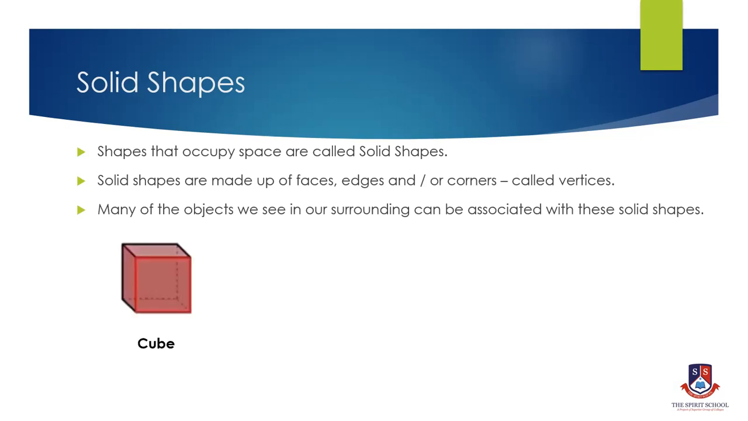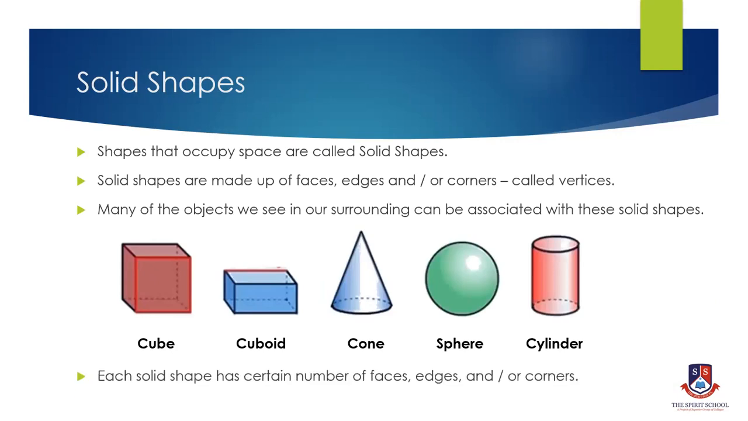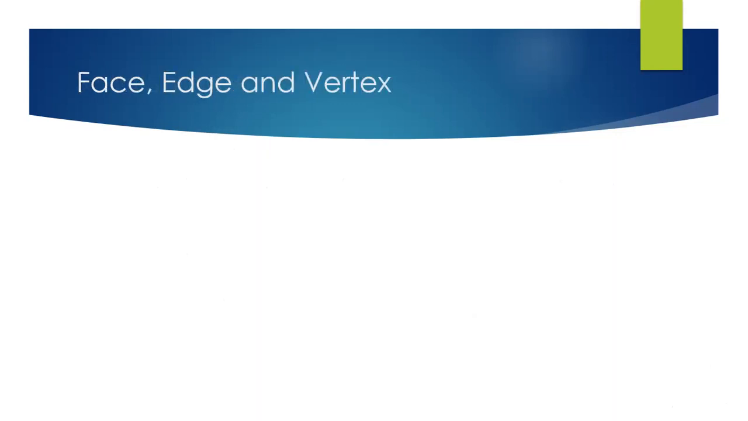What are the basic solid shapes? These are the cube, cuboid, cone, sphere, and cylinder. Each solid shape has a certain number of faces, edges, and corners. So, firstly, let us see what are the face, edge, and vertex of a solid shape.